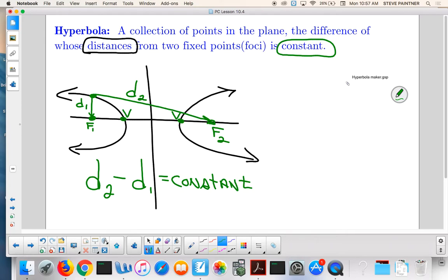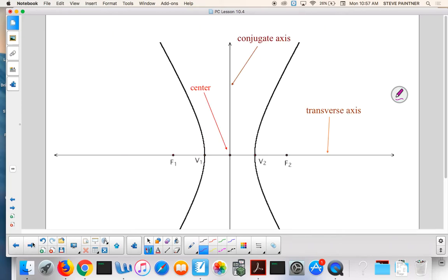Any point I can pick. I could say from here to here, and from here to here. So this would be D2 because it's longer, and this would be D1 because it's shorter. Does that make sense? Okay. All right. Definition.